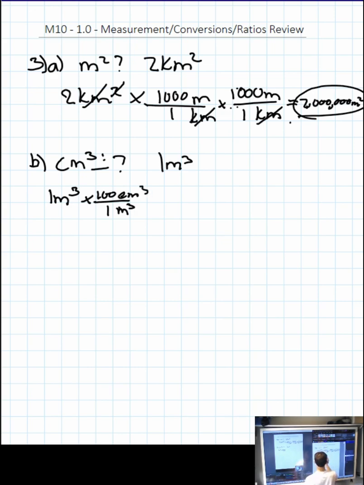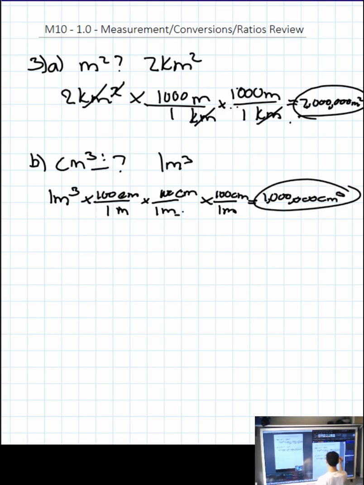Can we just erase that cube? Oh, I see. Keaton was trying to do it a faster way. That's a good idea, but we're going to do that after. So we're going to times by 100 centimeters over 1 meter 3 times. Times 100 centimeters over 1 meter, times 100 centimeters over 1 meter. And 1 times 100 times 100 times 100 is simply 1 with 6 zeros after it, and we get 1 million centimeters cubed. Let's circle our answer.